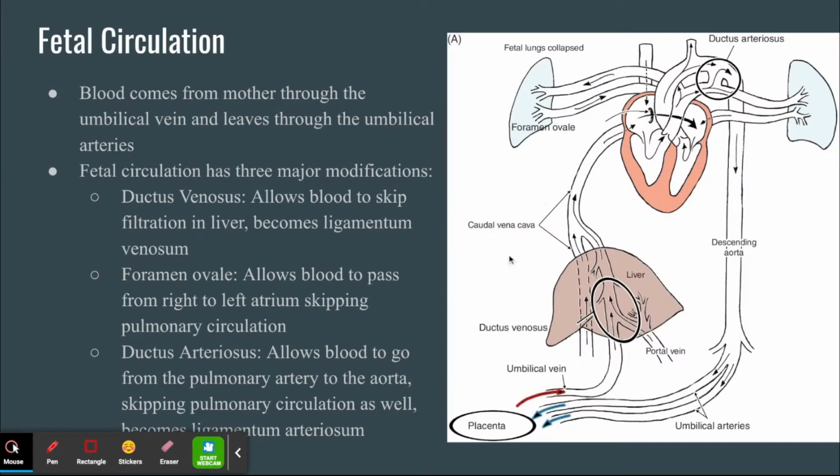In fetal circulation, there are some changes made. The ductus venosus allows blood to skip filtration in the liver. It becomes the ligamentum venosum. The foramen ovale allows blood to pass from right atrium to left atrium, skipping pulmonary circulation. And there's the ductus arteriosus, which allows blood to go from the pulmonary artery to the aorta, skipping pulmonary circulation as well. It becomes the ligamentum arteriosum. Blood comes from the mother through the umbilical veins and leads to the umbilical artery.